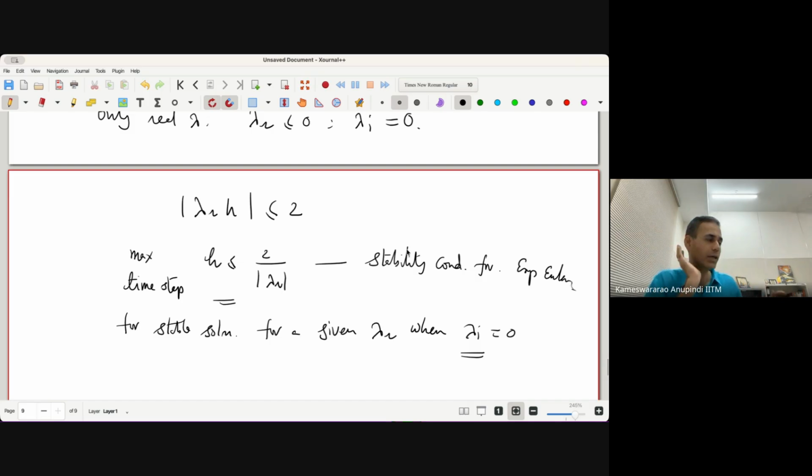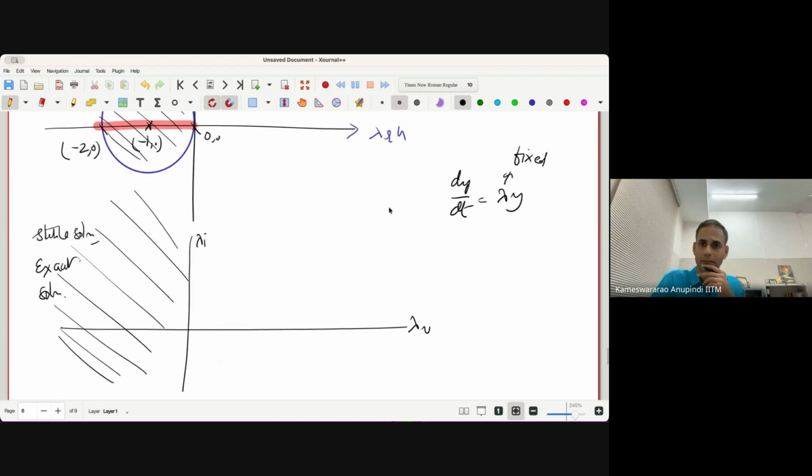Okay, otherwise we have seen that the modulus of 1 plus lambda times h should be less than or equal to 1. Okay, so that is the first thing we can look at.